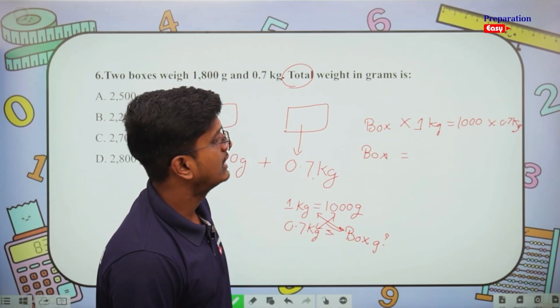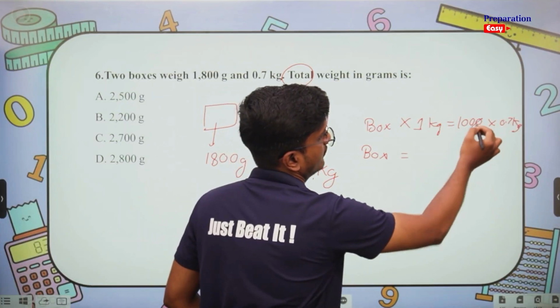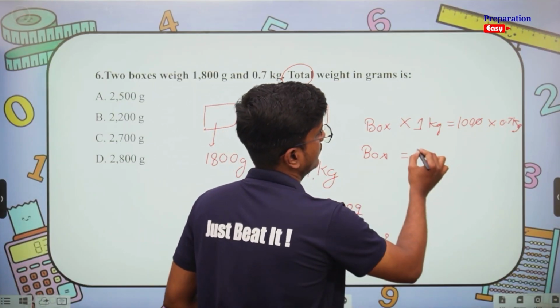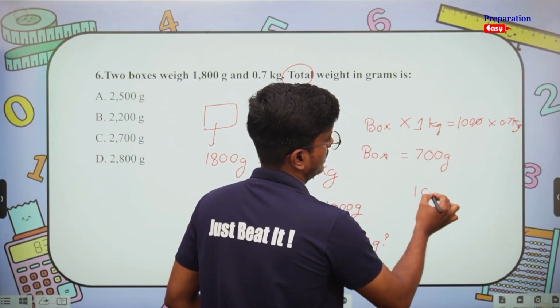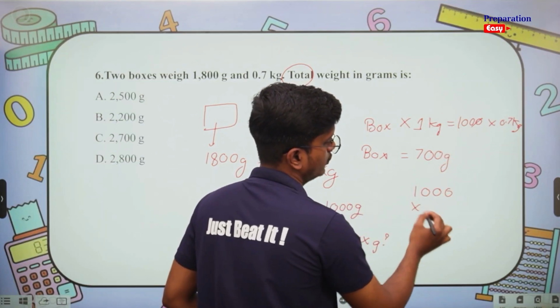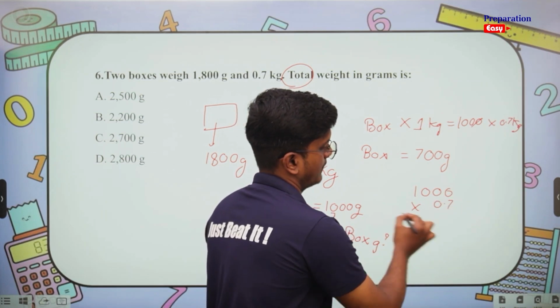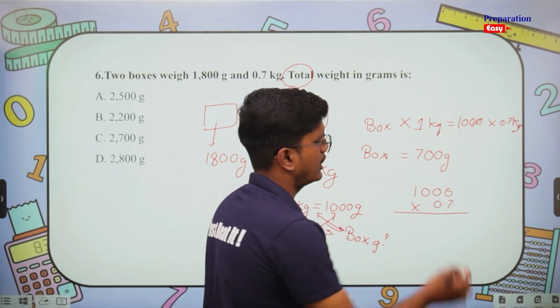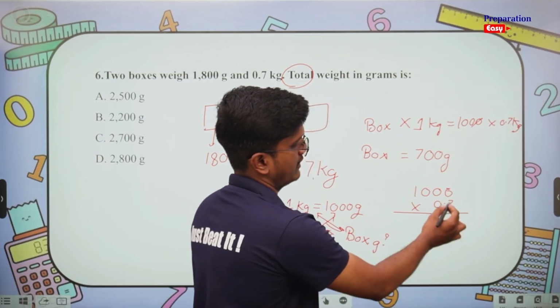So it will be 1 kg. So how much will it be? This 1 will get cut with this, so we will get 700 gram. Simply we are multiplying 1000 into 0.7. Okay, I know you guys don't know the decimal multiplication, but I will teach you.